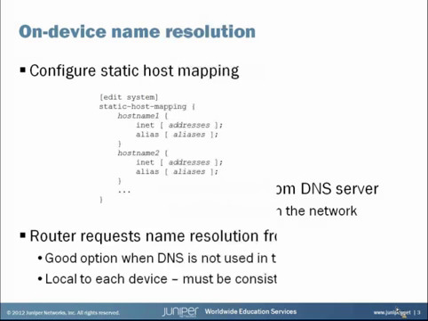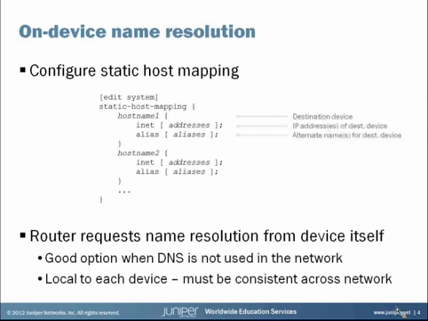Now, the alternate option that's available to us here is what we'll call on-device name resolution. There's a configuration parameter here called static host mapping, and it's available on all Junos devices under the Edit System stanza again. And you can see here that keyword static host mapping, and you're going to enter the number of hosts that you want to specify here in a static fashion.